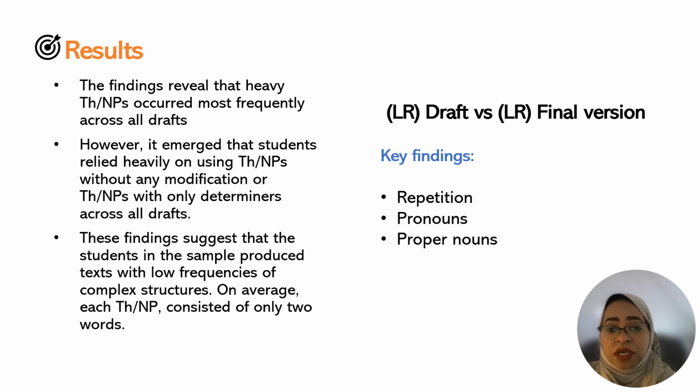As we go deeper in the analysis of the category, the study found some key findings when comparing the literature review draft versus the literature review final version. These key findings are found in the repetition use, the use of pronouns, and the use of proper nouns between the draft and the final version, which is what I'm going to talk about next.